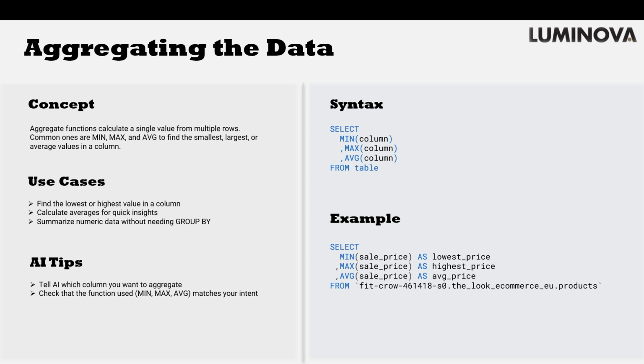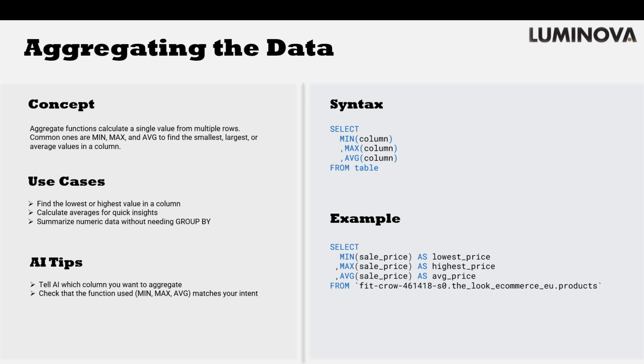The most common aggregate functions are MIN, MAX, and AVG. MIN finds the lowest value in a column. MAX finds the highest value. AVG calculates the average across all the rows. Together, these functions are used constantly in reporting and analysis.